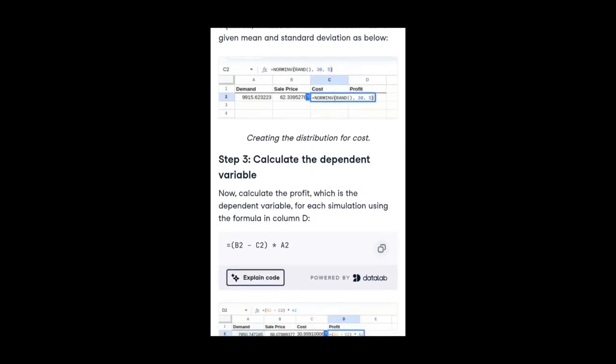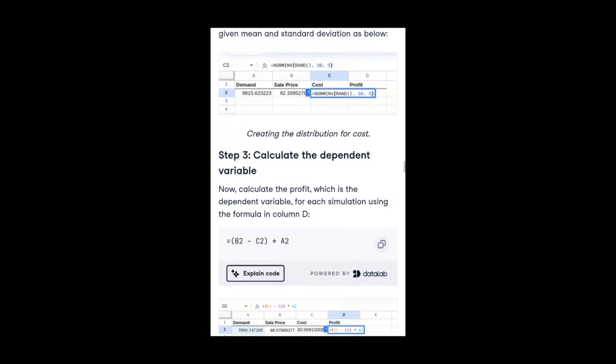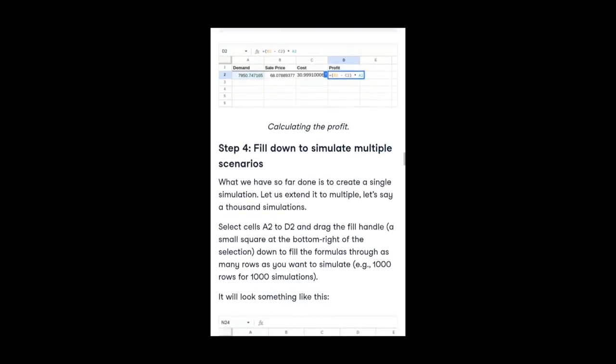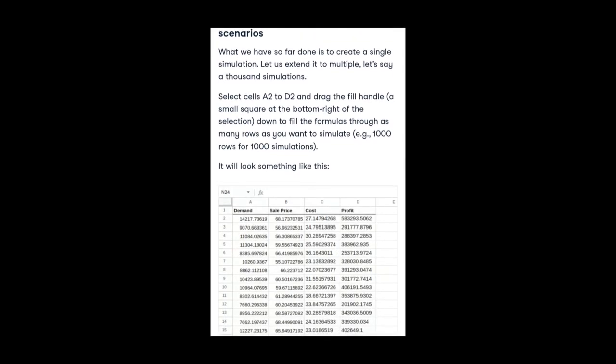Next, third step is calculate the dependent variable. Dependent and independent variables are also most important to understand in the simulation concept. Now calculate the profit, which is the dependent variable. Dependent variable means the target variable. What we have to find out is the profit, so that is the dependent variable. For each simulation use the formula in column D. Here column D is profit. That is the dependent variable, and the three independent variables are demand, sale price and cost. Those are predictor variables.